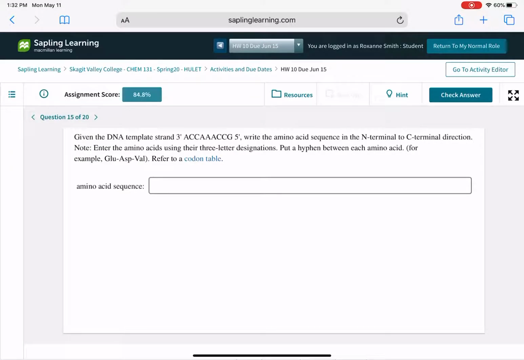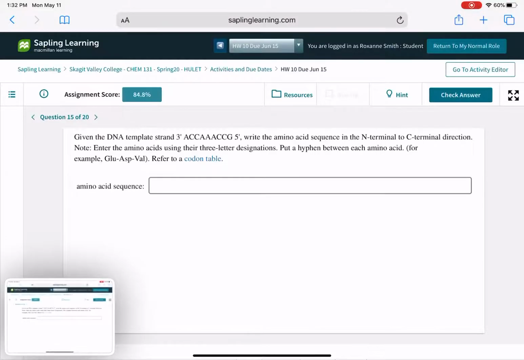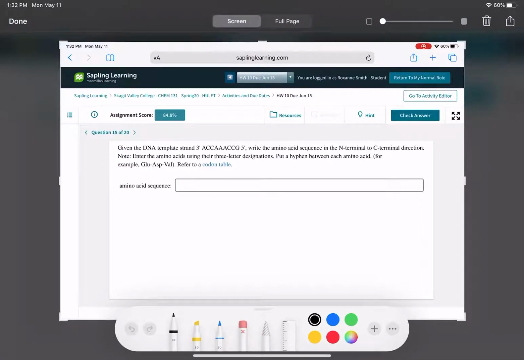So this question 15 is giving you a DNA template strand, and it's asking you to write the amino acid sequence from that. What I want to lay out for you, and you have a figure in your book that has the same information, is figure 22.10 in your textbook. It organizes the relationship between the 2 DNA strands, the mRNA strand, the tRNAs, and the amino acids that come together.